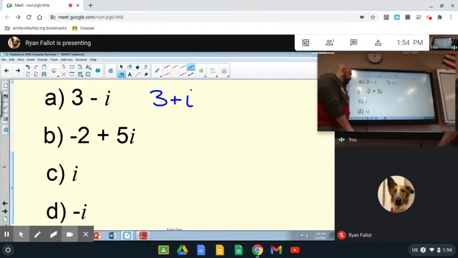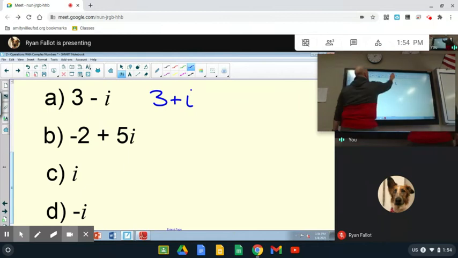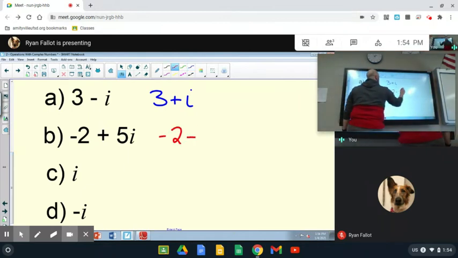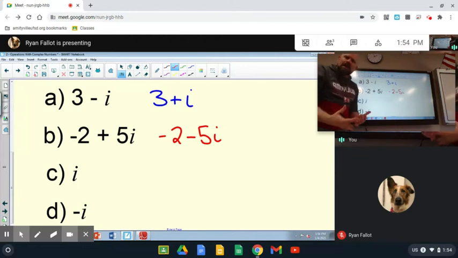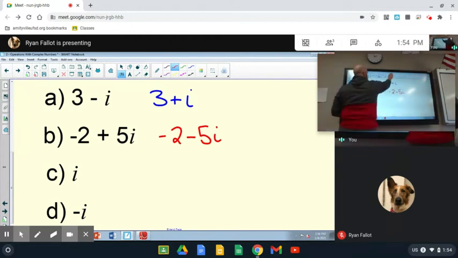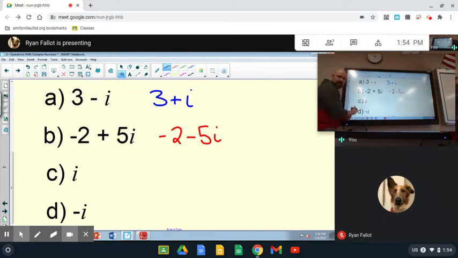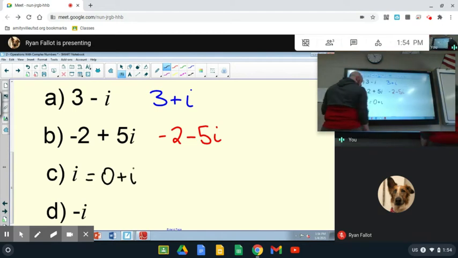Okay, so negative 2 plus 5i, the conjugate of that will be negative 2 minus 5i. That should not have been a problem. For C and D, I can understand if you're a little bit confused. But the way to make this really make sense is, well, this isn't in a plus bi form. Right now, it's just in i form, or bi form. So this is really equal to 0 plus i.